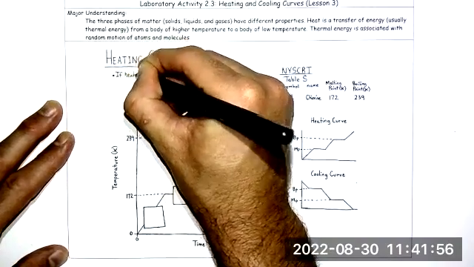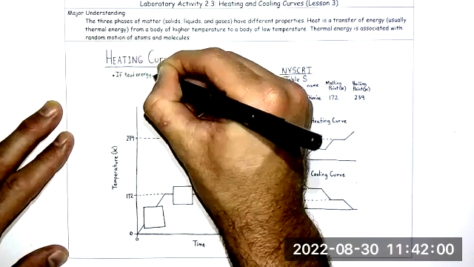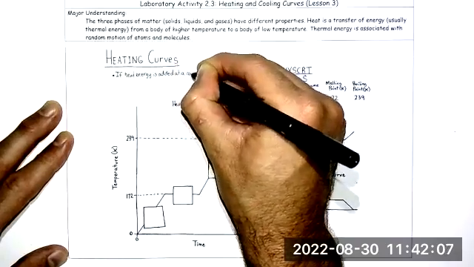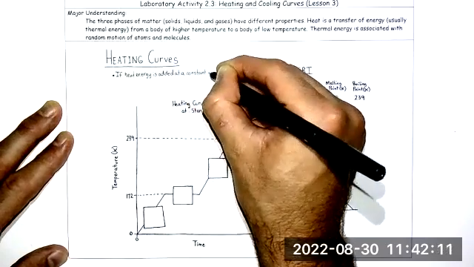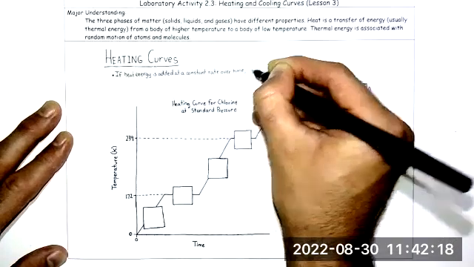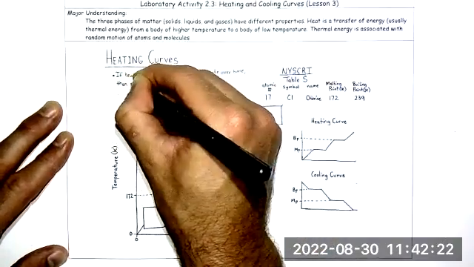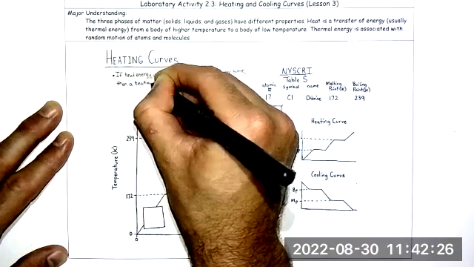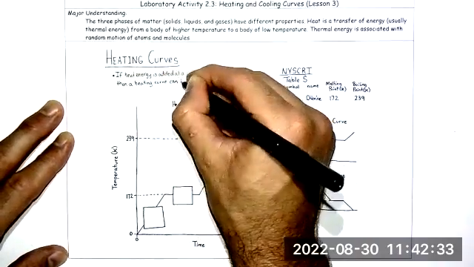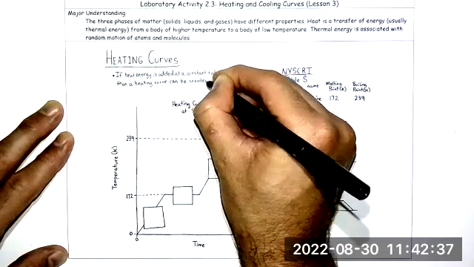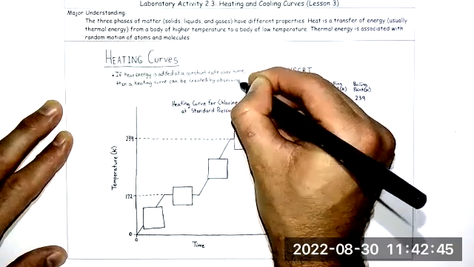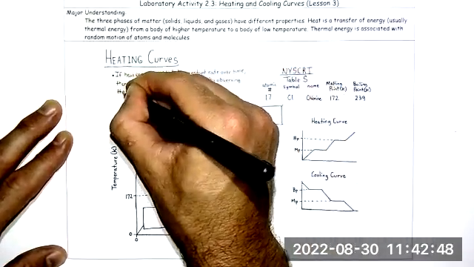Okay, and so for heating curves, if heat energy is added at a constant rate over time, then a heating curve can be created by observing the substance's change in temperature.